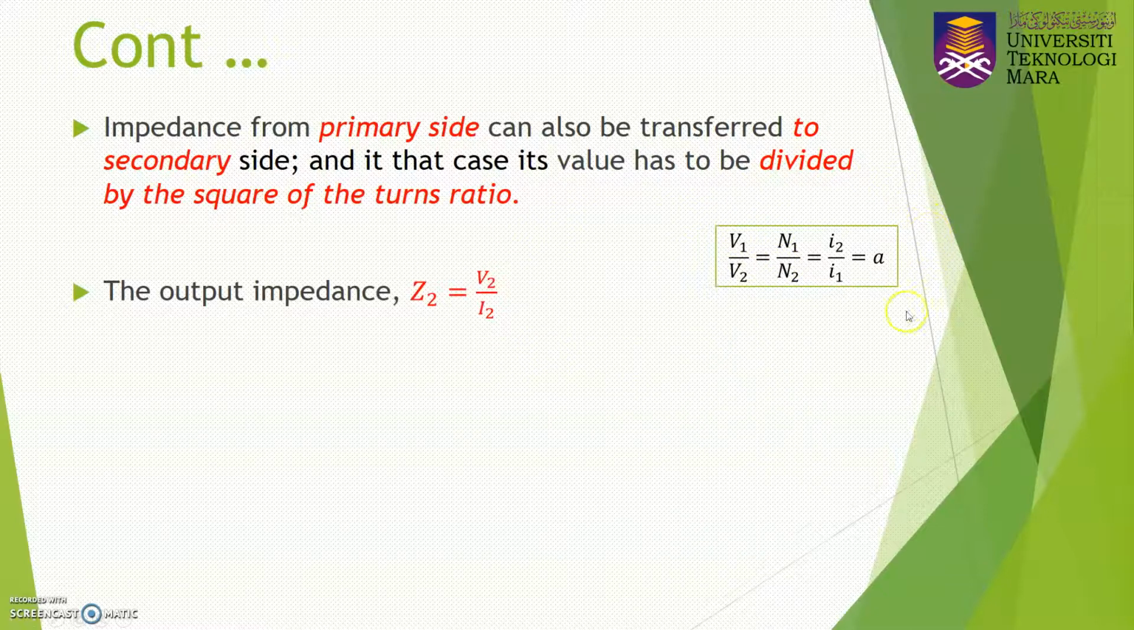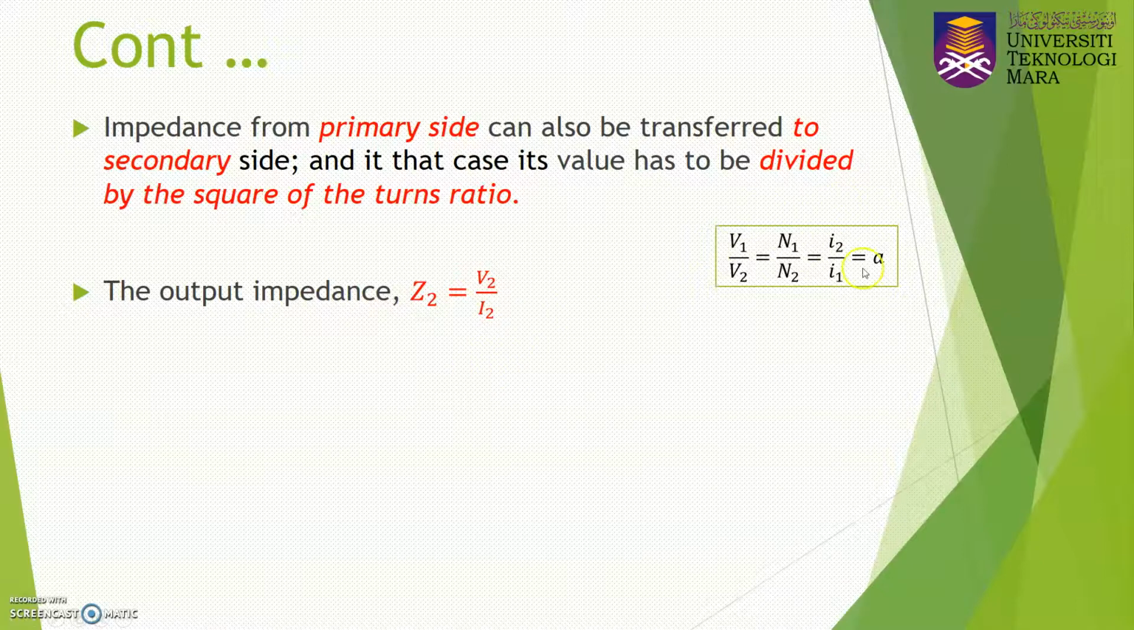So based on the general equation of the ideal transformer, you know that V1 divided by V2 is equal to N1 divided by N2, which is equal to I2 divided by I1, which is equal to A. So this is the general equation of the ideal transformer. And then you know your output impedance now is Z2 equal to V2 divided by I2.